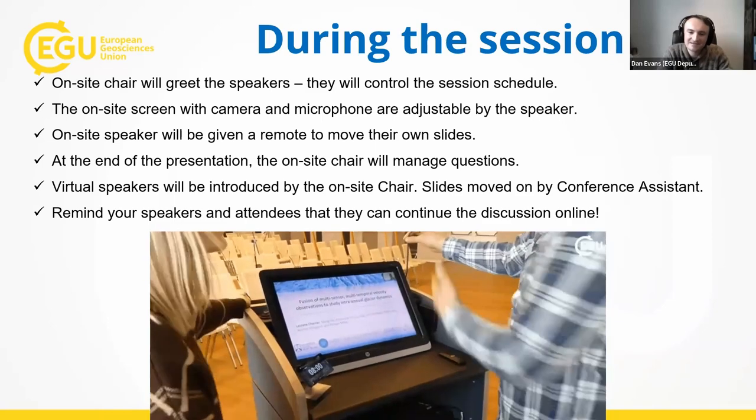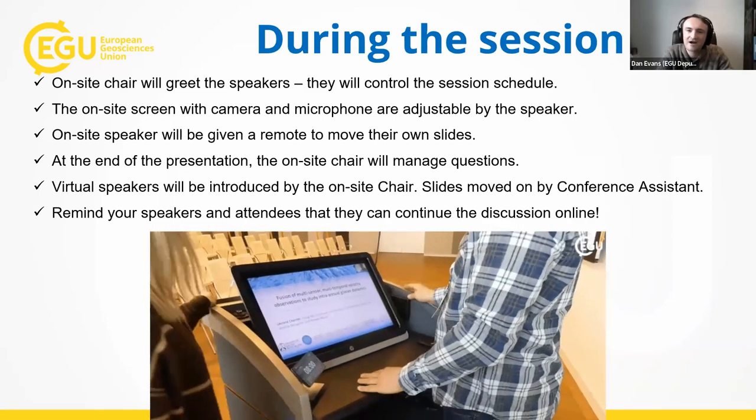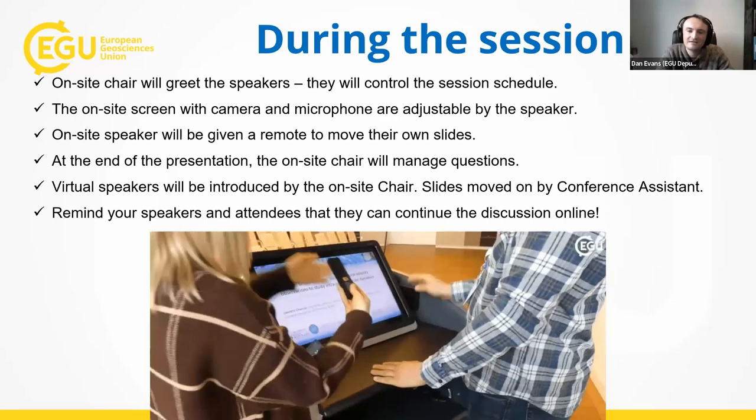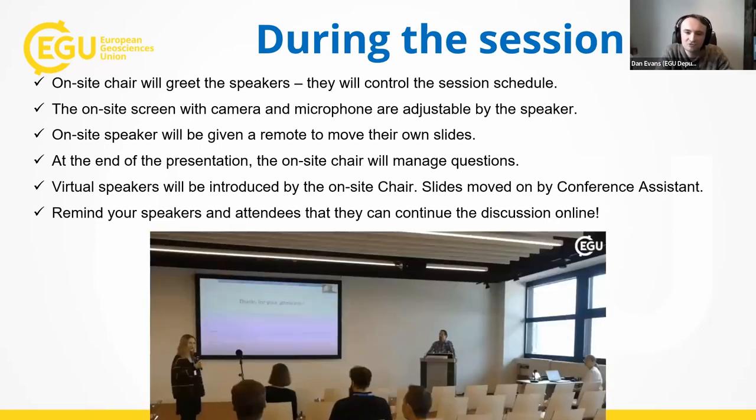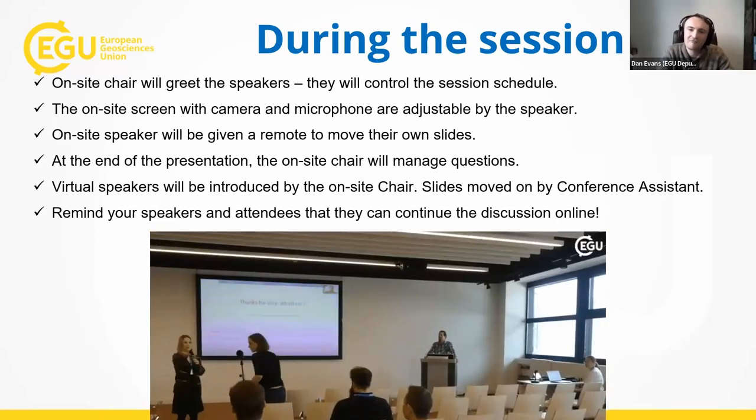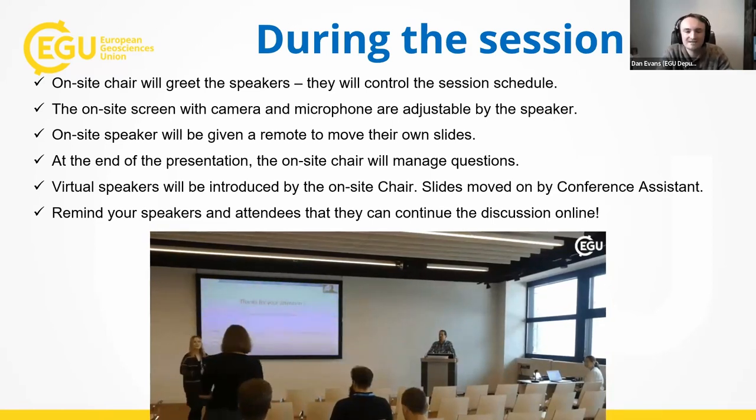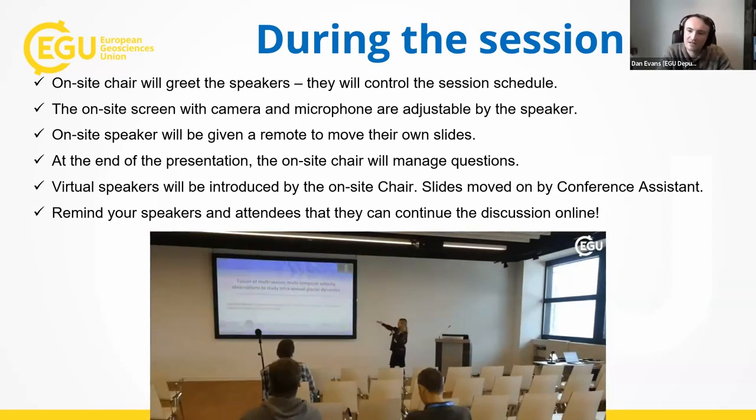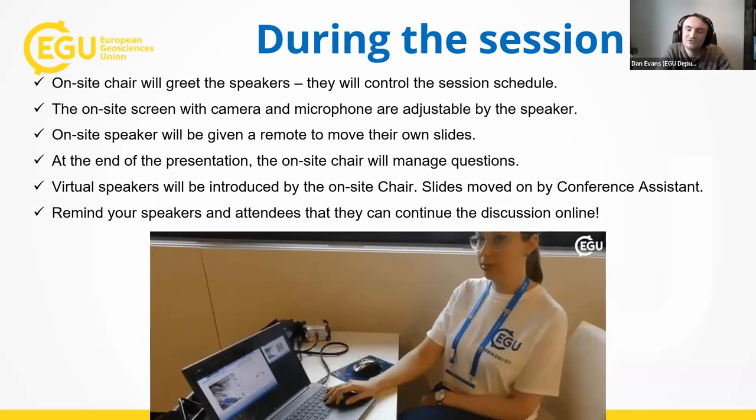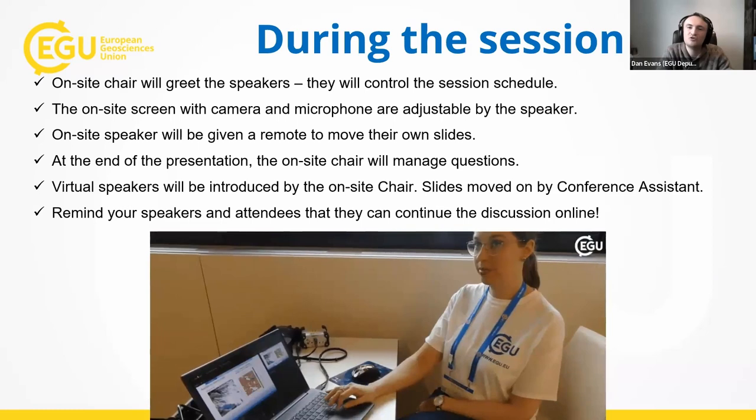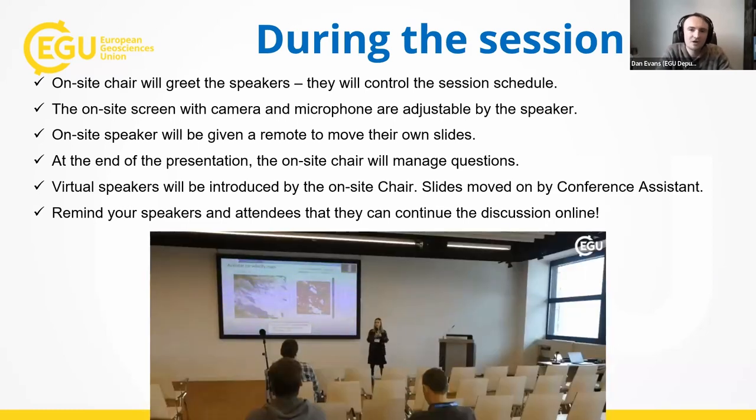So yeah, just once again, this is an indication that speakers, if they are in the room, can adjust their camera and microphone. They've got that remote to move their own slides. Virtual speakers will have their slides moved on by the conference assistant. And there on the screen, you can see one of the attendees asking a question of the author with one of those microphones. So it's really important that if you are an attendee and you want to ask a question, or indeed at any point during the session you want to communicate something in the room, that you do so via the microphone to make sure that those viewing things virtually can listen to that.